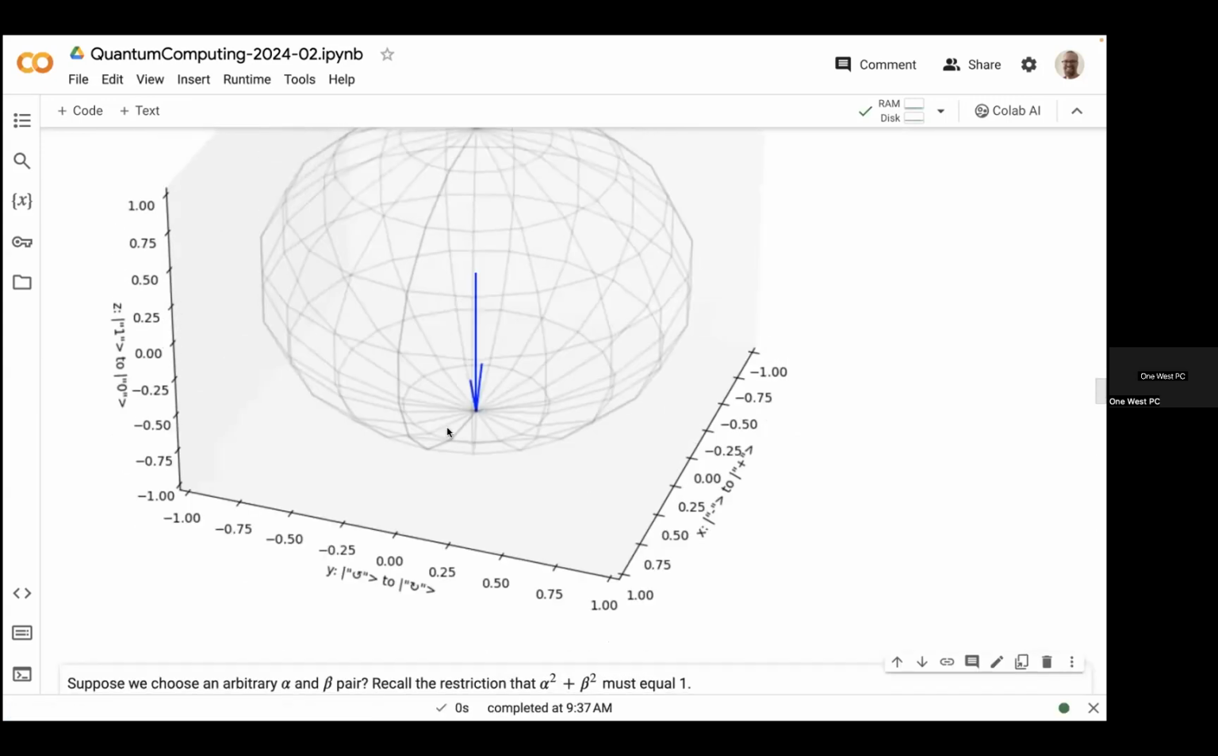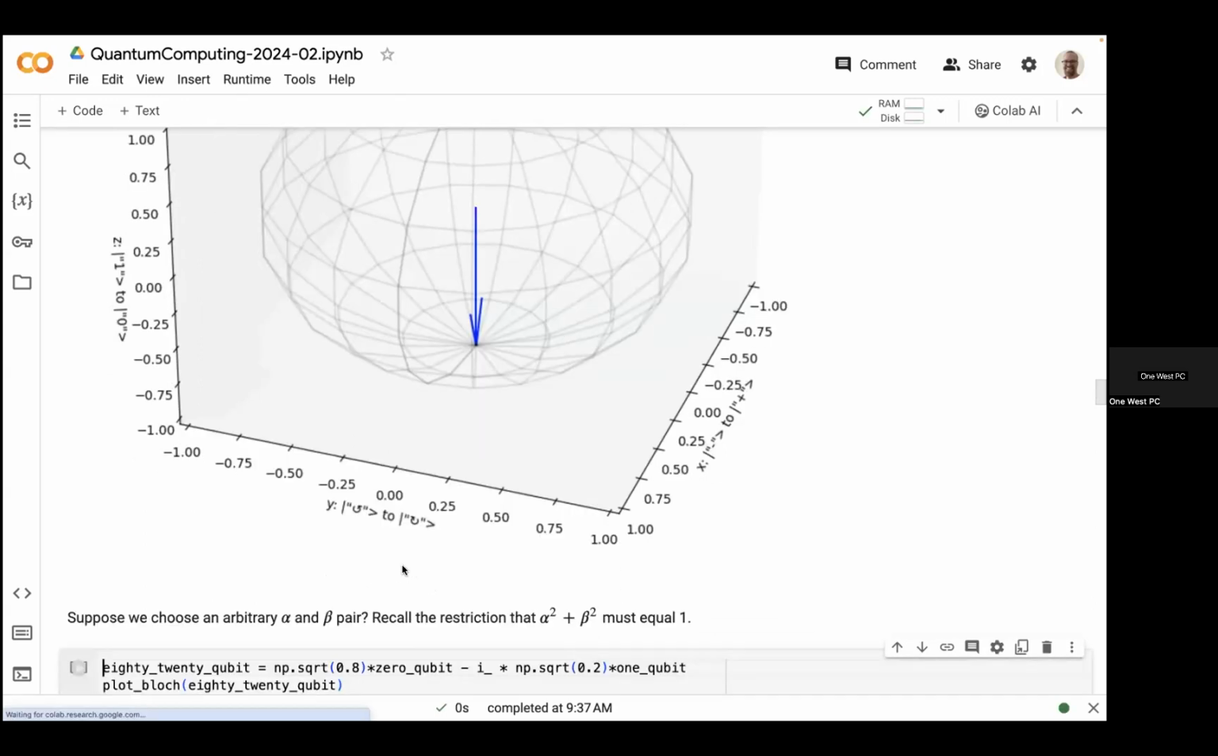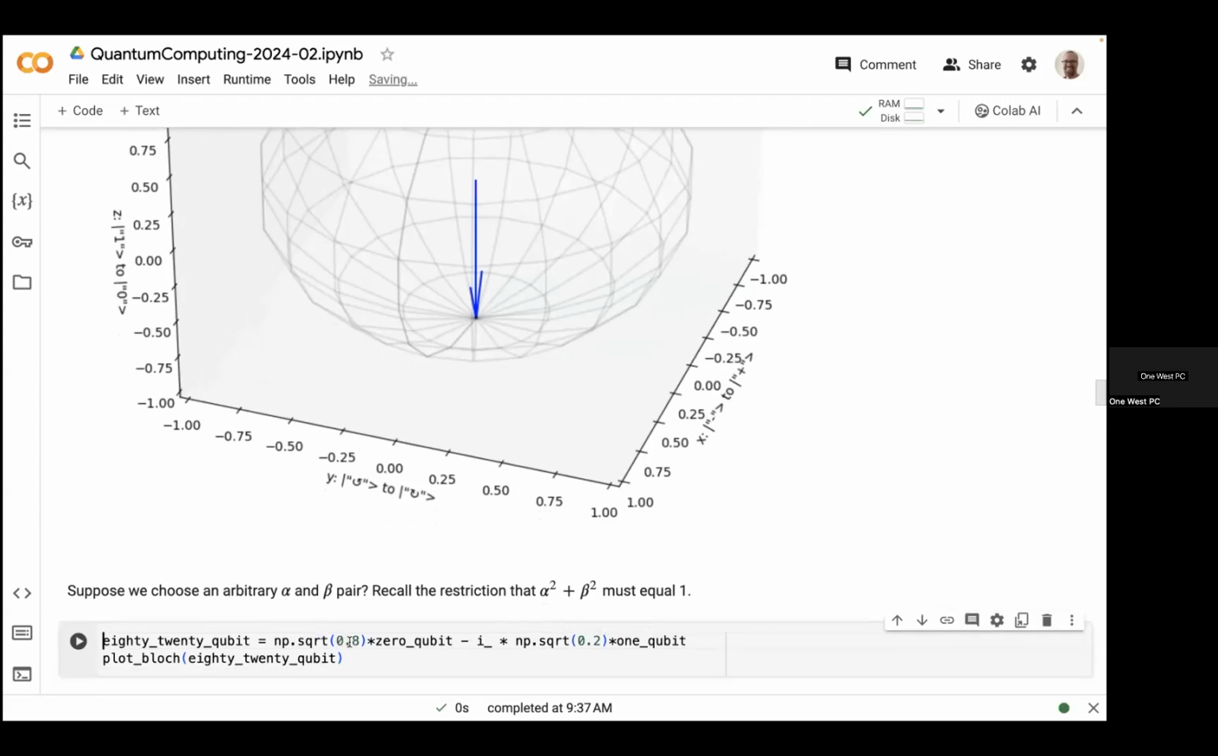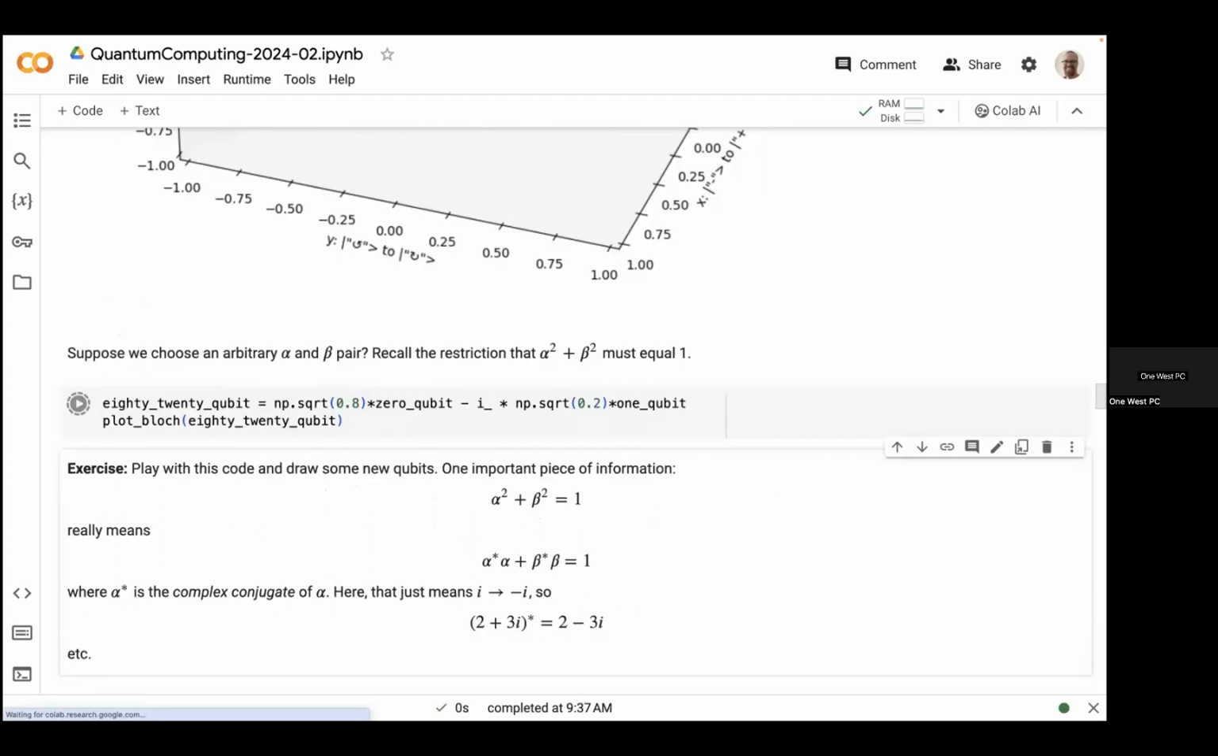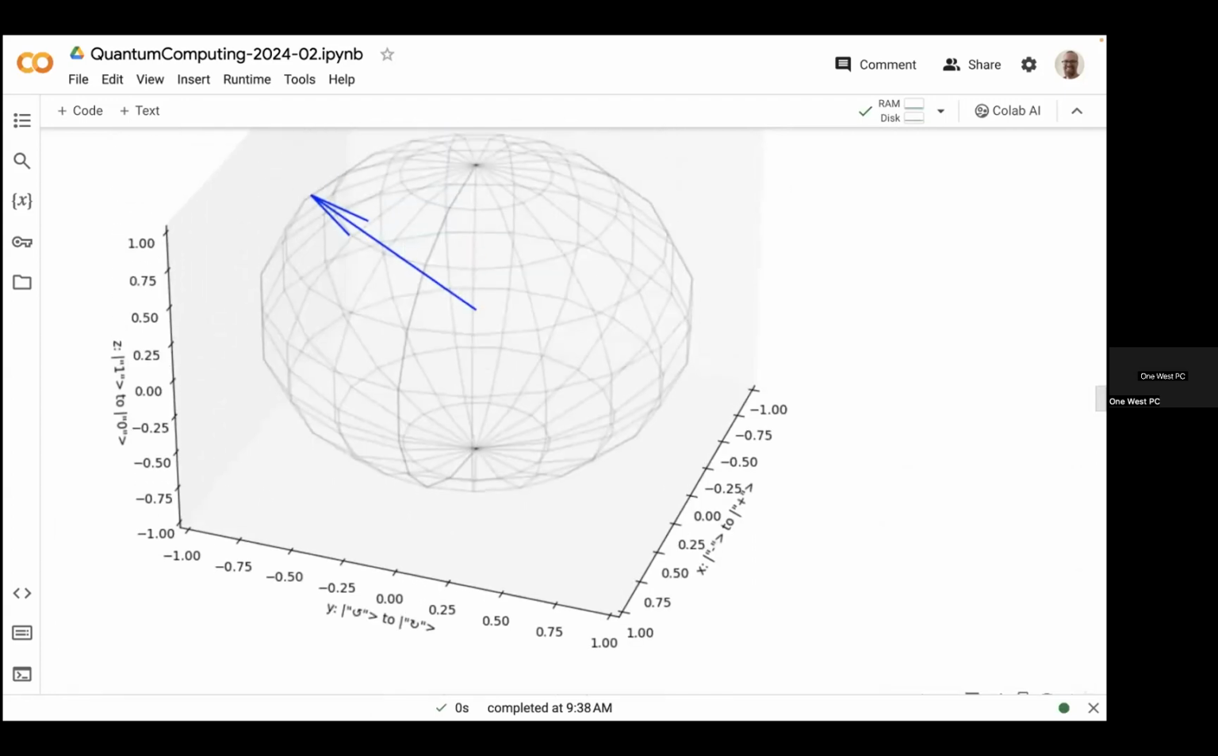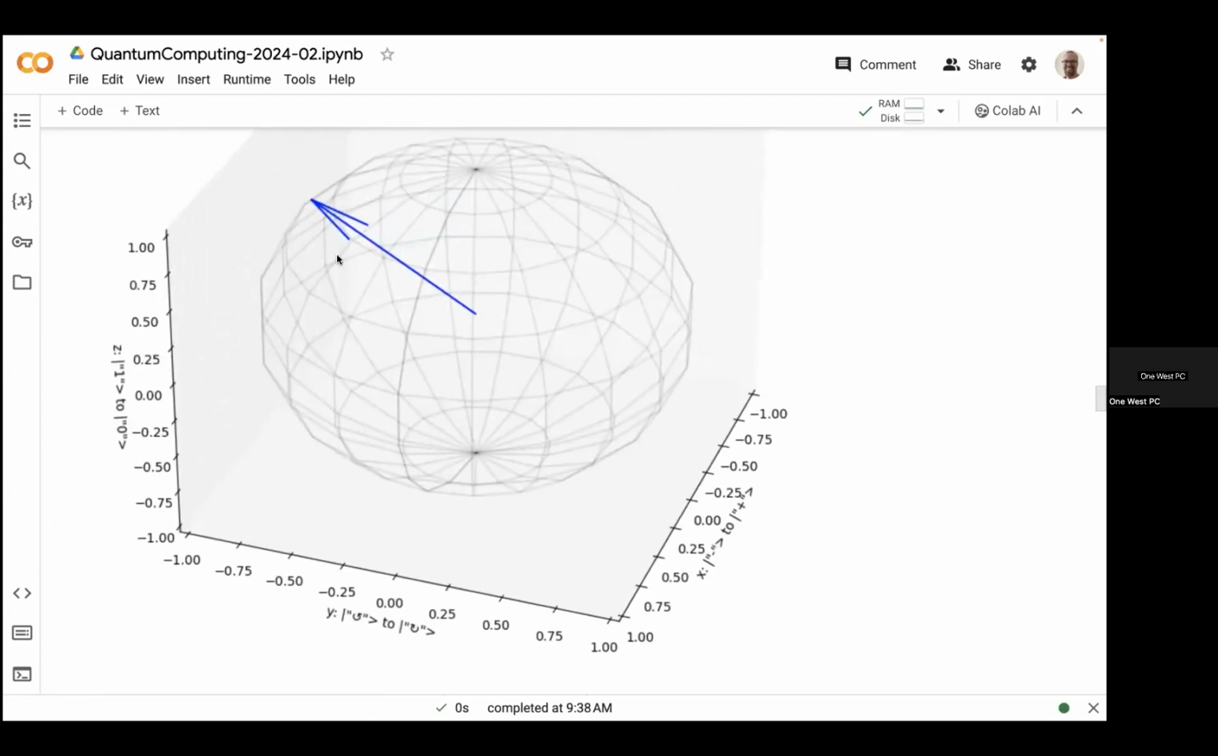We can look at the 1 qubit. The 1 qubit points to the South Pole. Suppose you choose an arbitrary alpha and beta pair. Remember, the sum of the squares must be 1, so I'm going to make up an 80-20 qubit: the square root of 0.8 times the 0, and I'm going to throw in an imaginary minus i times the square root of 0.2 on the 1. That's just made up. And those numbers, if you square them and sum them, you get 1. So it's a valid pair of alphas and betas. And we can plot the 80-20 qubit, and that's just pointing off over here.